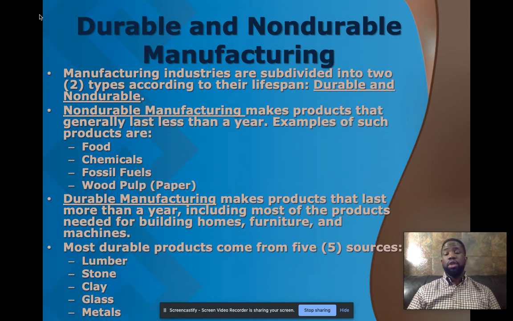They have an expiration date on them. That's why, according to law, if you have anything connected to food or chemicals, for example chemicals that are utilized in various medicines, they always have an expiration date on them because those are non-durable products. In comparison, durable manufacturing makes products that last more than a year. Some of these products are connected to the building of homes, furniture, and machines. There are five sources that we have to focus on when we're talking about these durable products. Number one, lumber, when we're talking about wood, stone, clay, glass, and obviously metals.